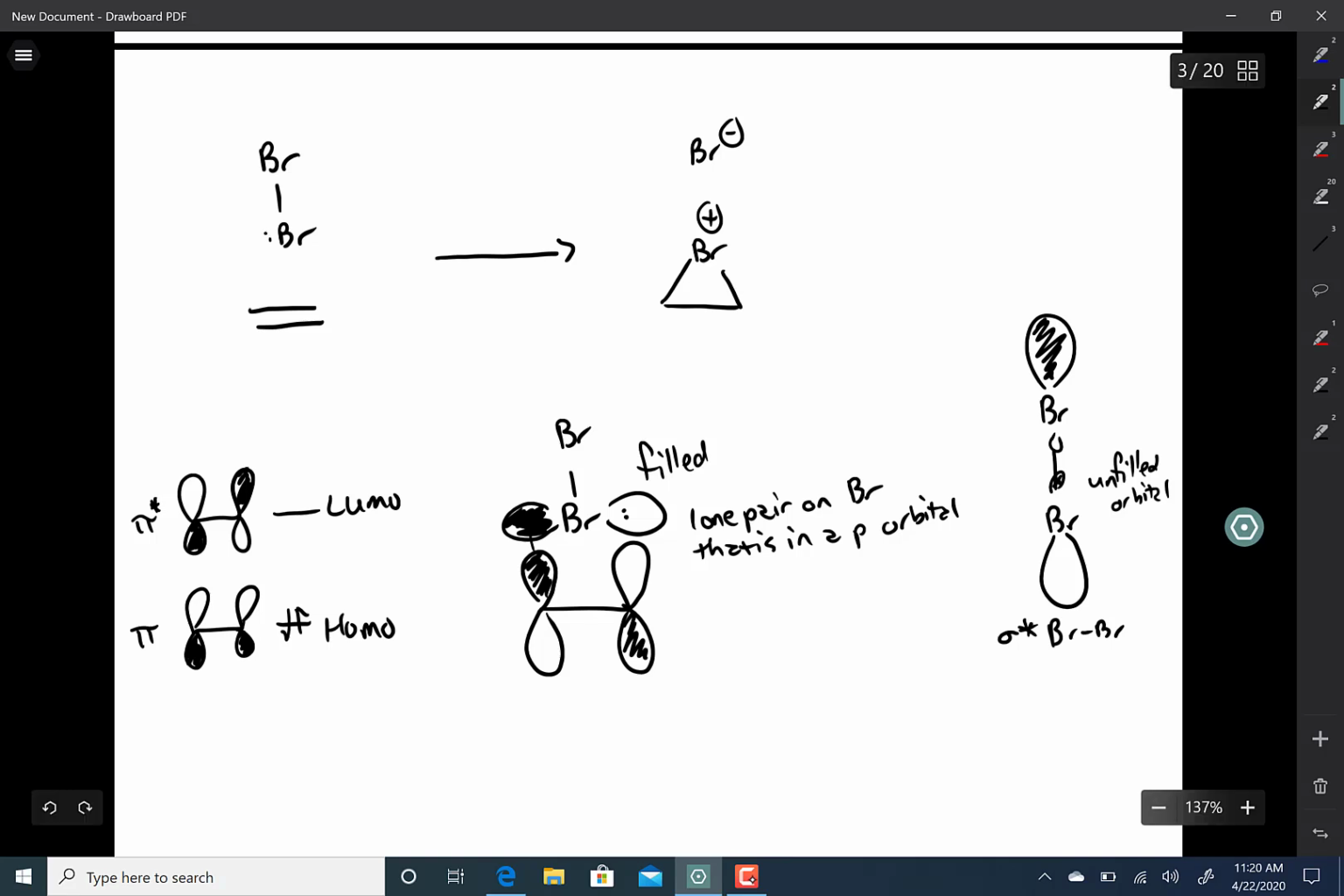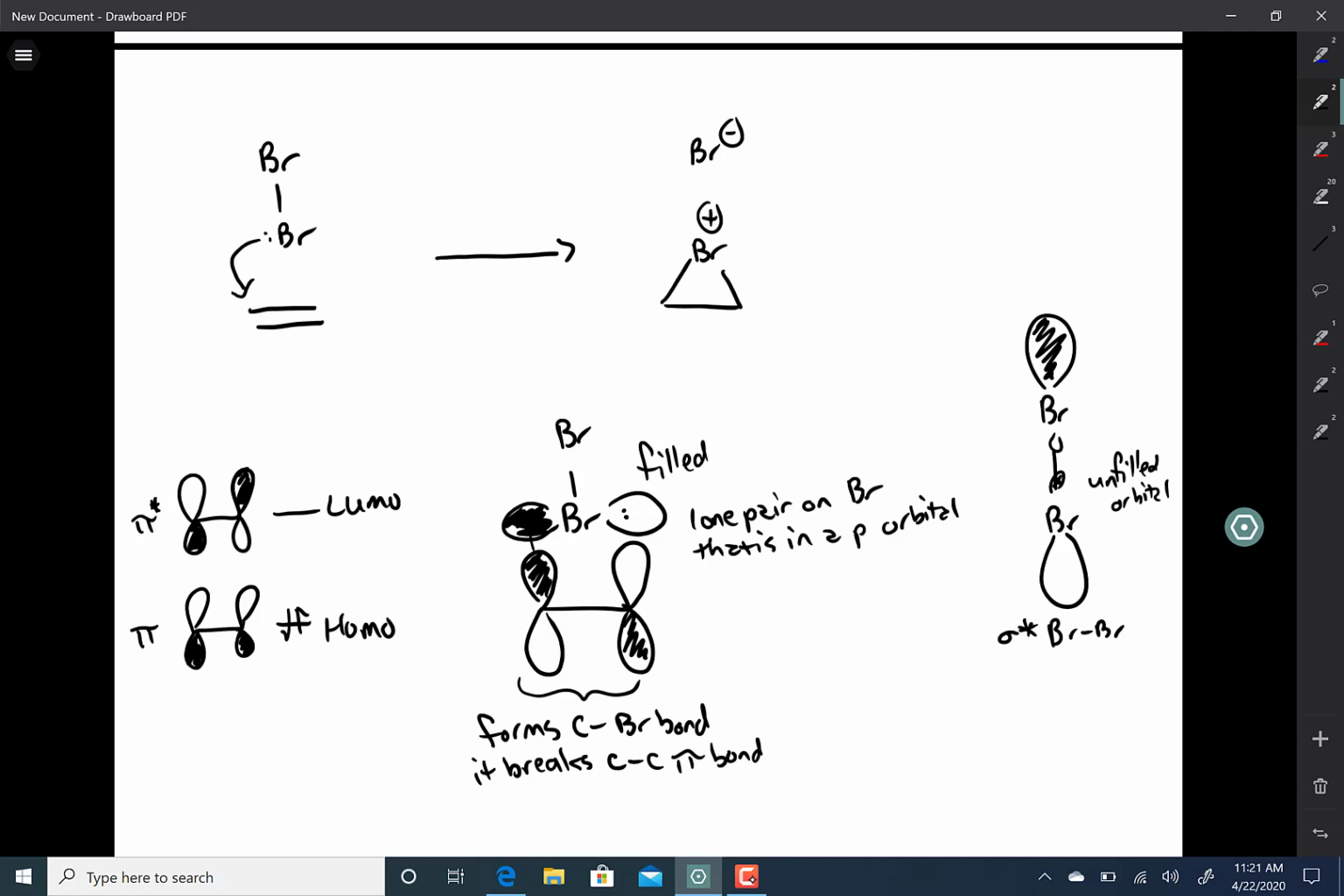And so thinking about and drawing curved arrows, we have the bromine's lone pair adding to the pi bond. So that's the interaction taking place here. This forms a carbon-bromine bond, and simultaneously it breaks the carbon-carbon pi bond, because the LUMO is the anti-bonding orbital for the carbon-carbon pi bond.